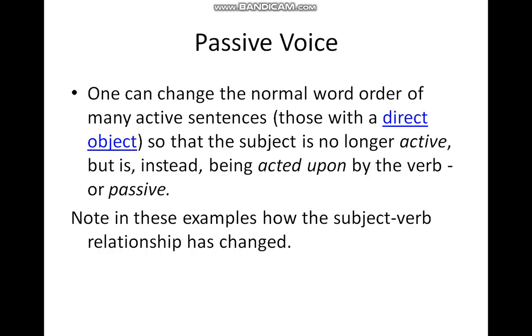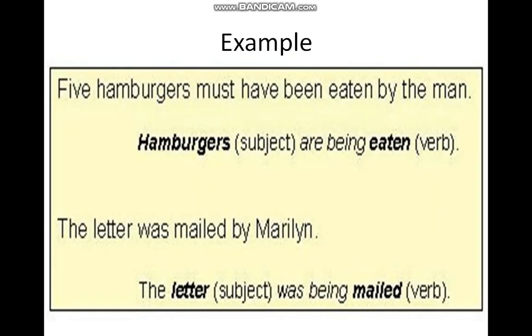Passive voice: one can change the normal word order of many active sentences, those with a direct object, so that the subject is no longer active but is instead being acted upon by the verb or passive. Note in these examples how the subject verb relationship has changed. For example, 5 hamburgers must have been eaten by the man. Hamburgers is the subject here and are being eaten is the verb.